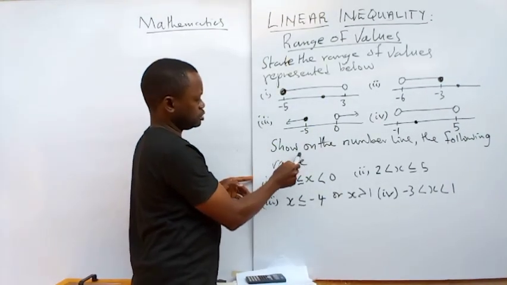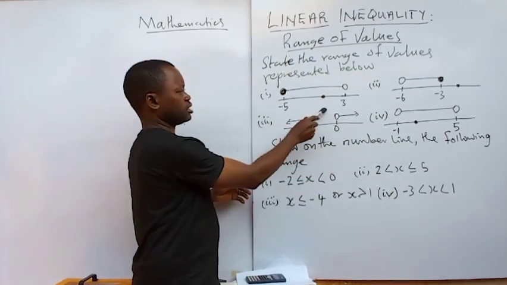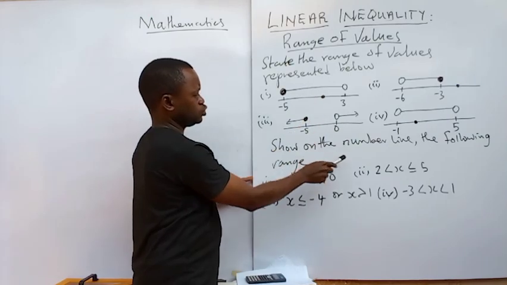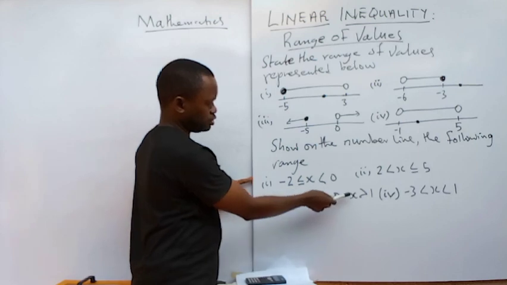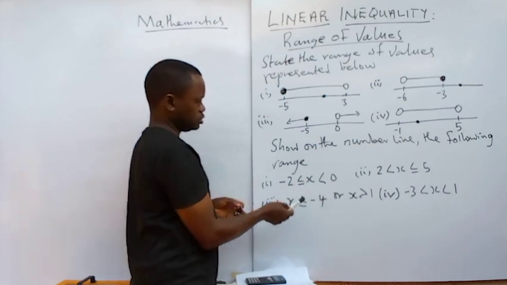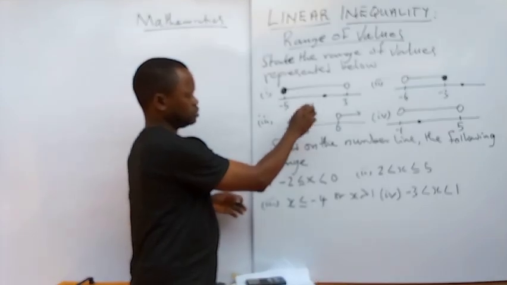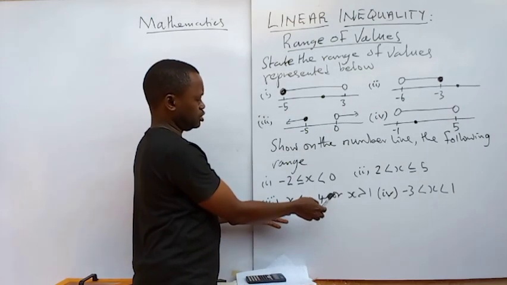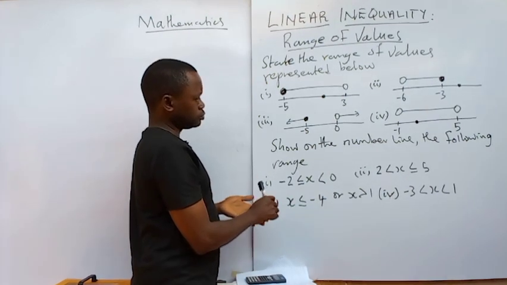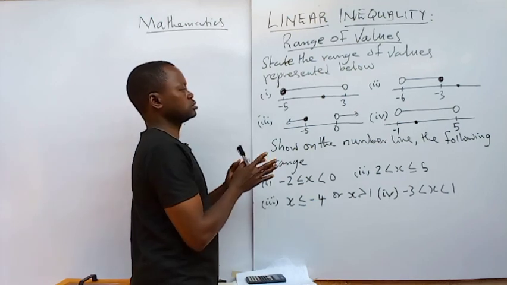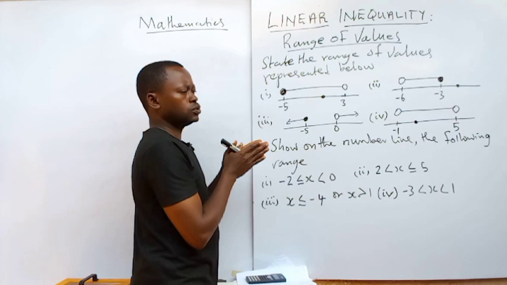And then these ones say show on the number line the following range. These are in the form of a range of values for a given inequality. We are now to put it on the number line, whereas these ones are on the number line, we are to interpret and rewrite them as a given range. So that is what this kind of question can request us to do.